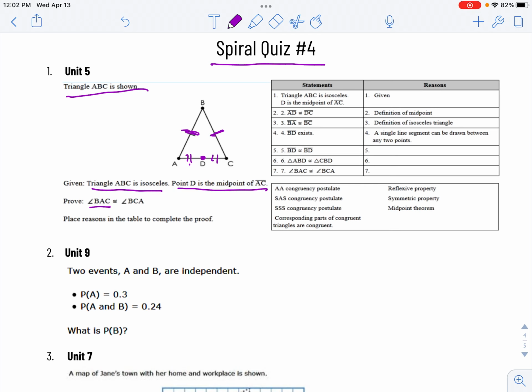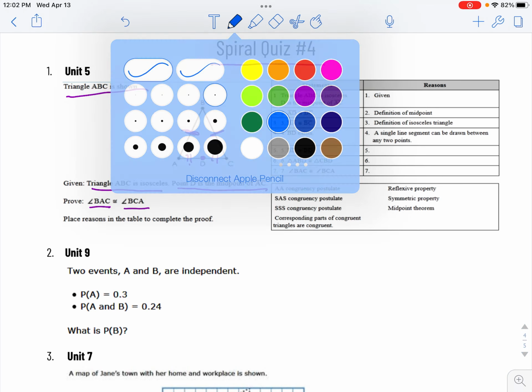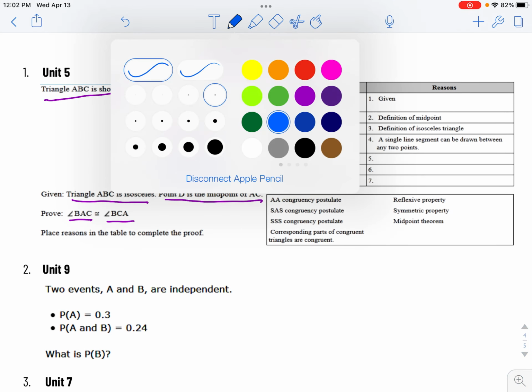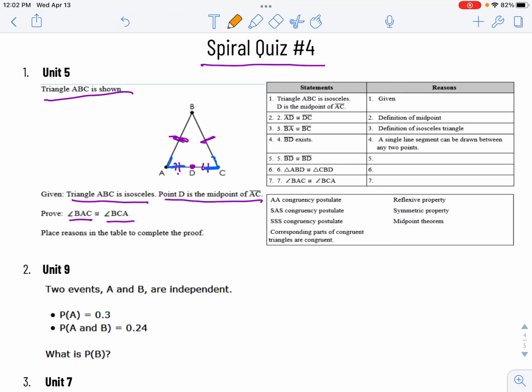We need to prove that angle BAC and angle BCA, so basically this angle and this angle, are congruent, and this is actually the base angles theorem. All right, so we've got this whole proof filled out, and let's just dive in.